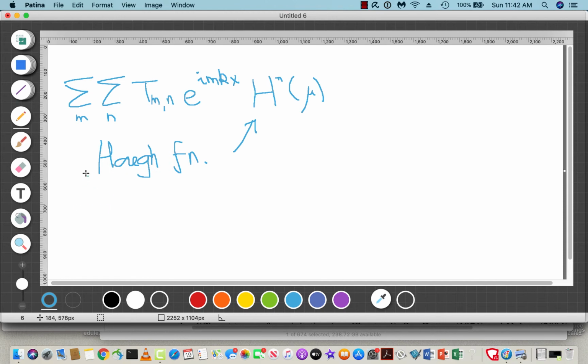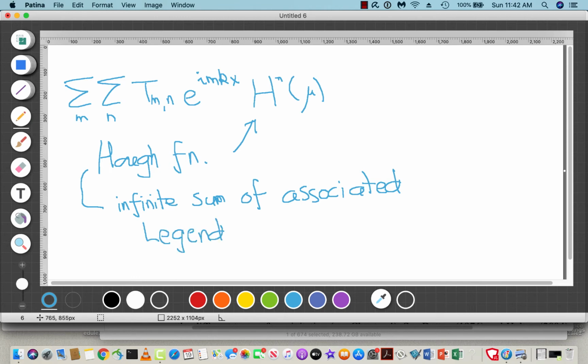Okay, so the thing is that a Hough function is composed of an infinite sum of associated Legendre polynomials. So you begin to see the problem here with spherical geometry.